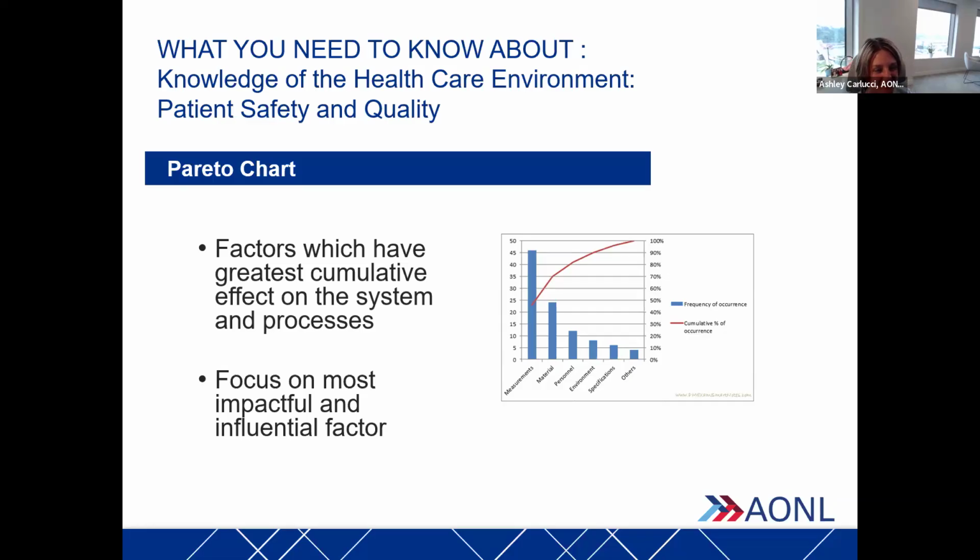Couple people up there. So, factors which have the greatest cumulative effect on the system and the process, focus on the most impactful and influential factors. You can see here as an example, there's measurements, materials, personnel, and these are just kind of made up charts here, but which one had the most effect, so that cause and effect kind of reaction. Any examples that people have used this for? You can put it in the chat if you'd like, or go ahead and just speak out.